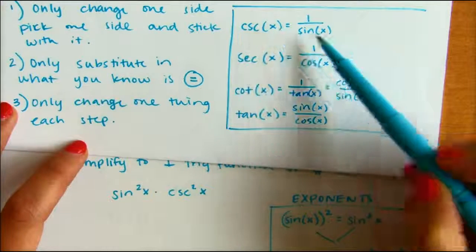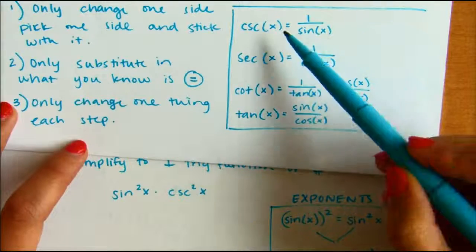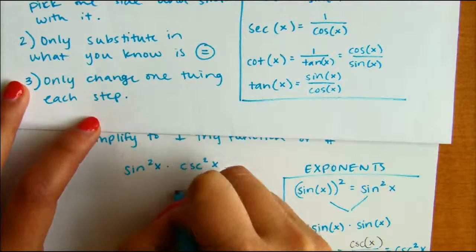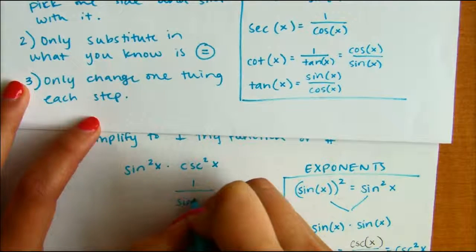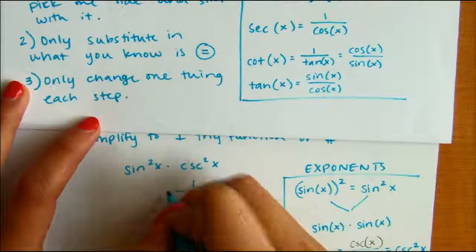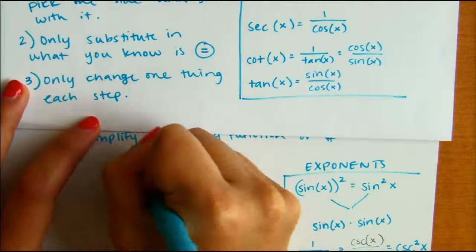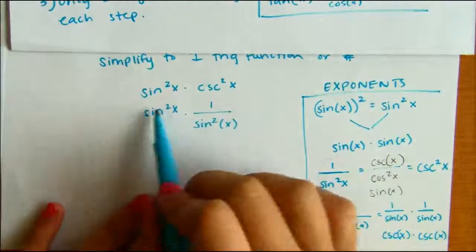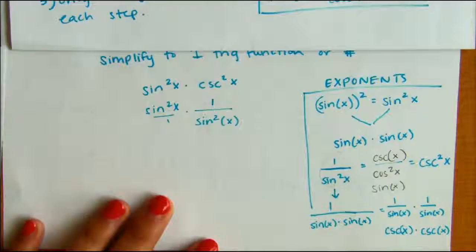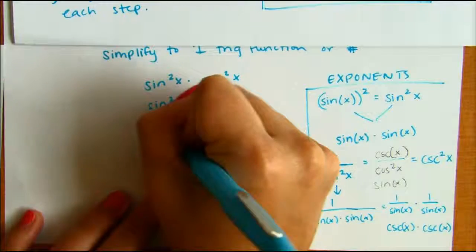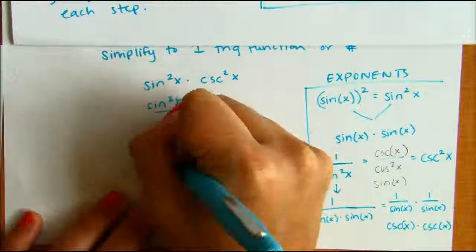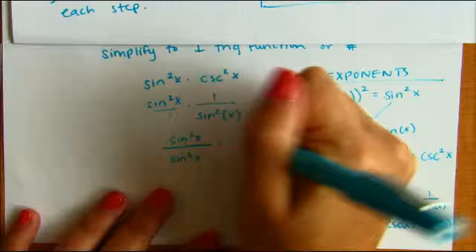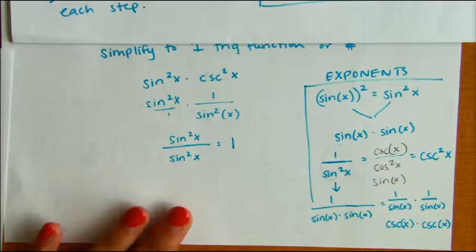Okay, so I know that cosecant is 1 over sine. So cosecant squared could be replaced with 1 over sine squared. And I'm going to leave my sine squared x exactly as it is. If I were to multiply across, so put that over 1, I'll get a sine squared x over a sine squared x, which is just going to equal 1 in the end.